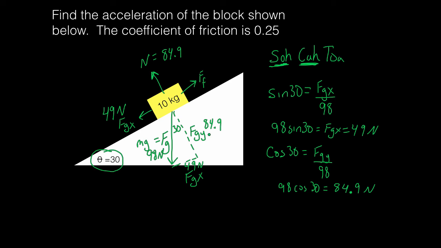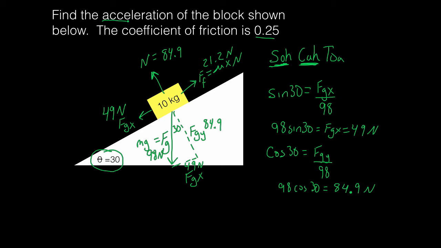Those forces have to be balanced. And so now that we have the normal force, we can find the force of friction, which is equal to mu times the normal force. And the problem told us that the coefficient of friction was 0.25. So 0.25 times 84.9 is equal to 21.2 newtons.